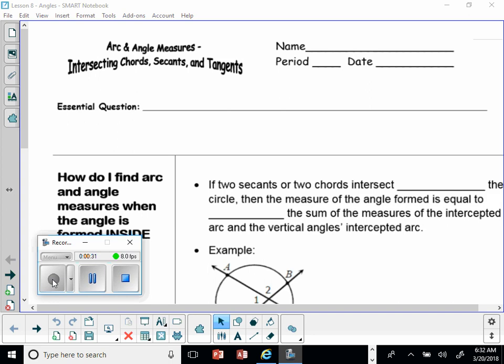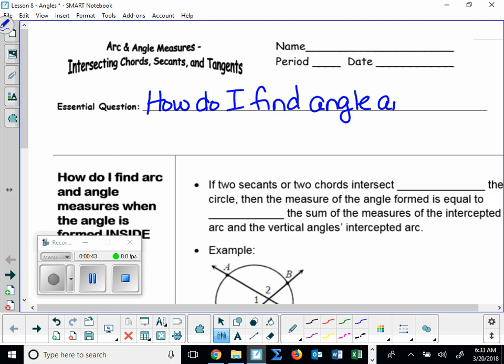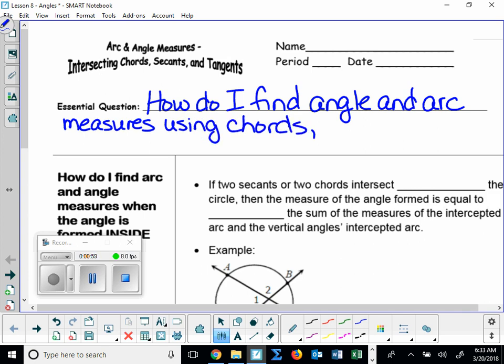So, how do I find angle and arc measures using chords, secants, and tangents?